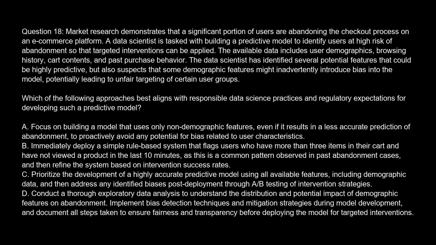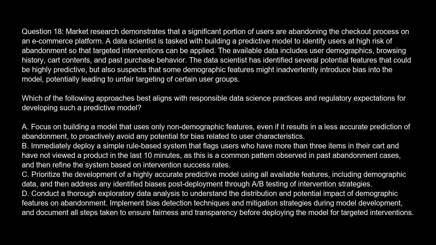Which of the following approaches best aligns with responsible data science practices and regulatory expectations for developing such a predictive model? Option A. Focus on building a model that uses only non-demographic features, even if it results in a less accurate prediction of abandonment, to proactively avoid any potential for bias related to user characteristics. Option B. Immediately deploy a simple rule-based system that flags users who have more than 3 items in their cart and have not viewed a product in the last 10 minutes, as this is a common pattern observed in past abandonment cases, and then refine the system based on intervention success rates.